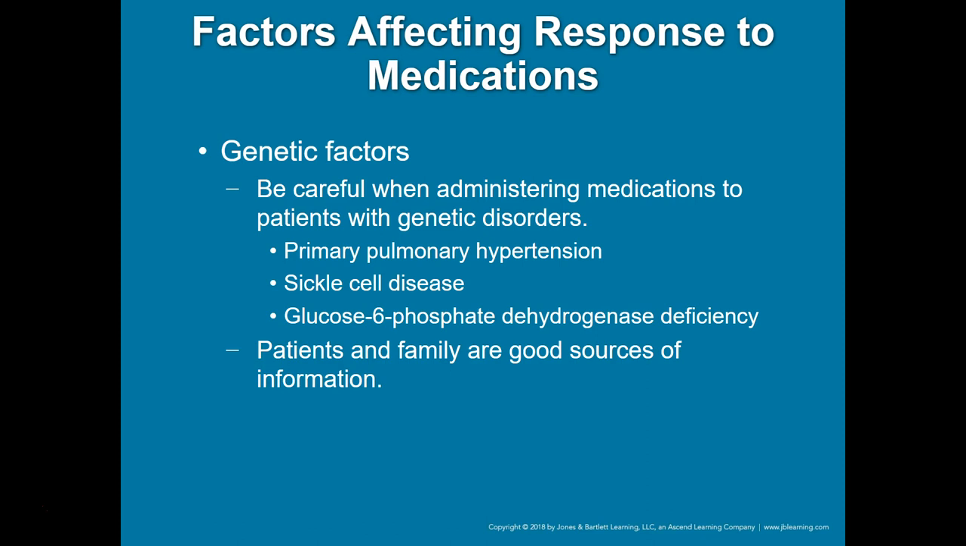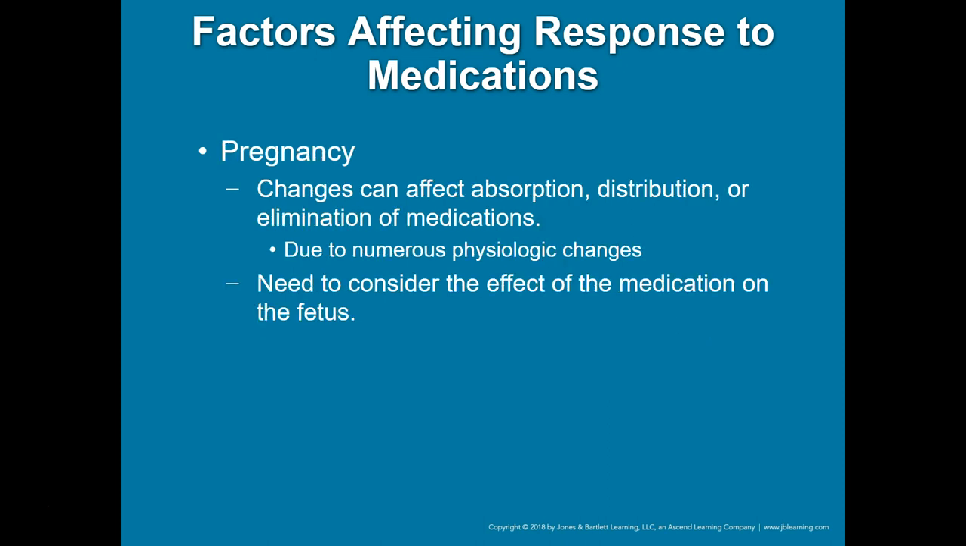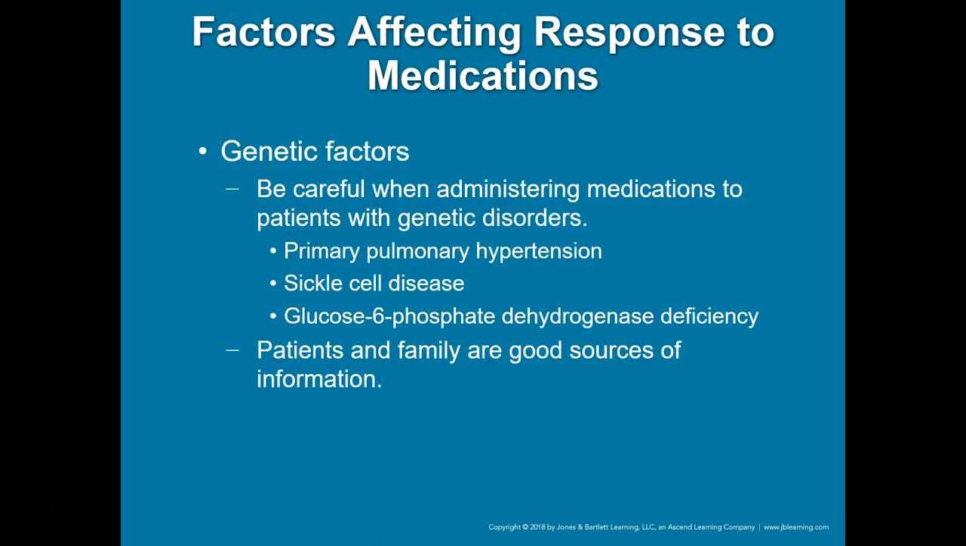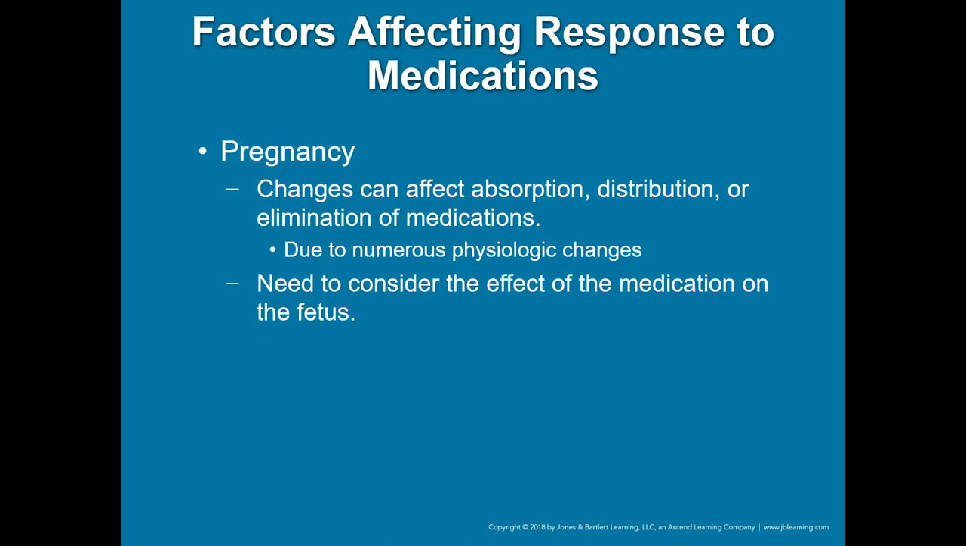Genetic factors, of course, we can't really go into all of them, but there could be lots of different ones that change how the body uses those medications. Primary pulmonary hypertension, sickle cell, and glucose-6-phosphate dehydrogenase deficiency are three big ones that change it. But if you have some weird genetic disease, just talk to the family, talk to the patient. Hey, have you ever had this medication before? Does it have any effect on you? Talk to them, use them as a source of information.